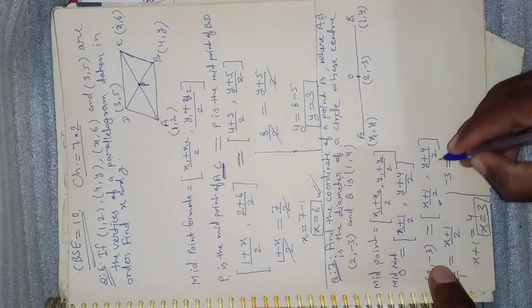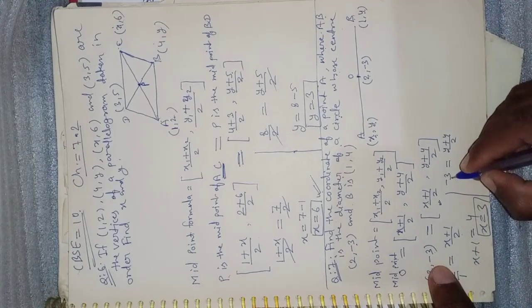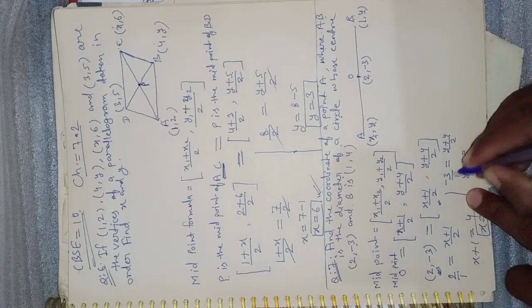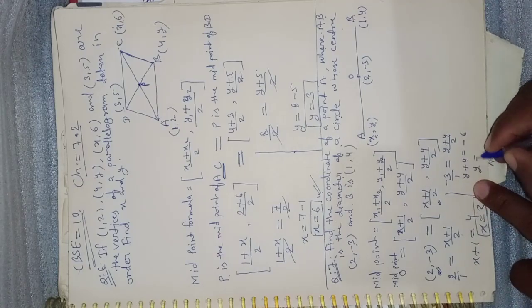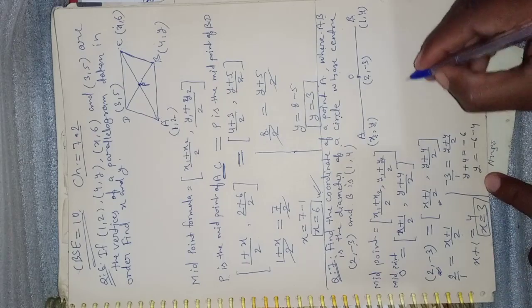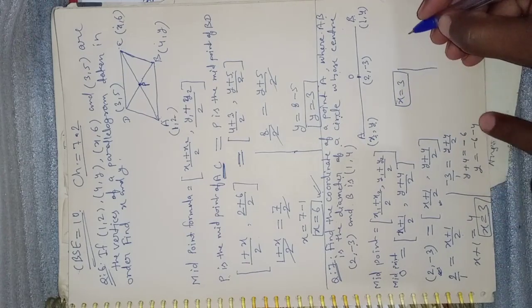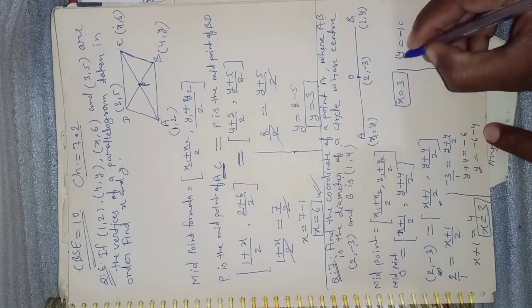Y coordinate is equal to (y plus 4) upon 2. And 3 times 2, take care, and cross multiply. y plus 4 is equal to 3 times 2, 6. Minus 6, plus 4 transferred to this side becomes minus. And minus 6 and minus 4. So the y value is minus 4 minus 6, and minus 4 is 10. The y value is minus 10.